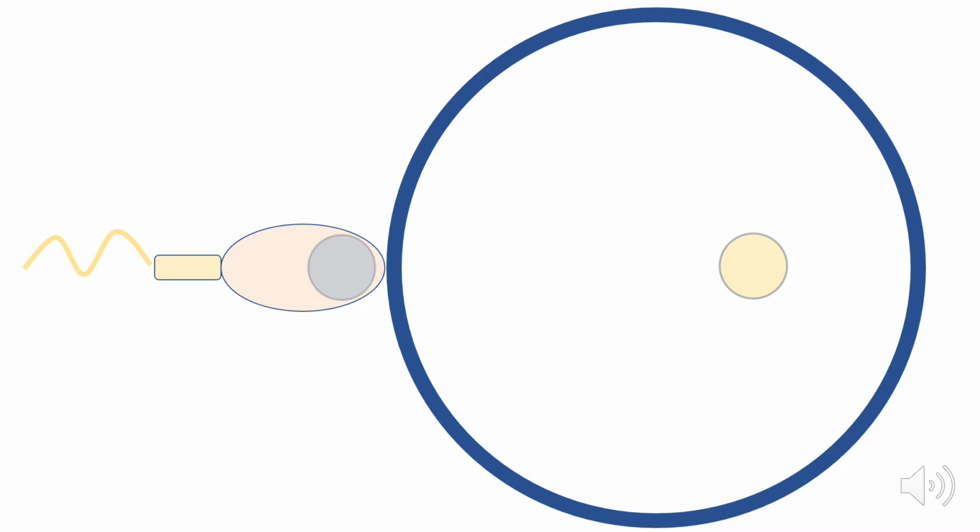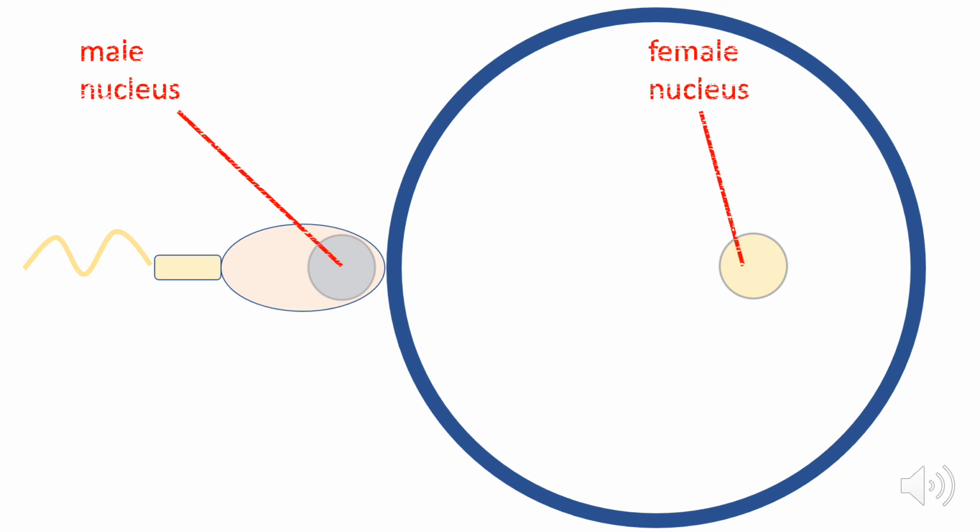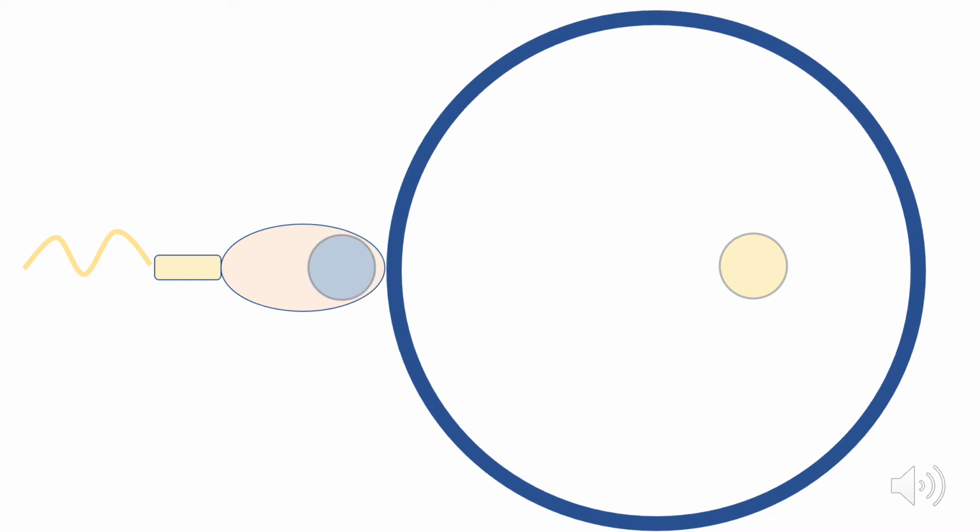The sperm and the egg contain genetic information packaged into structures called nuclei. The sperm has a male nucleus and the egg has a female nucleus. The male nucleus enters the egg and moves towards the female nucleus. The 2 nuclei then lie next to each other.